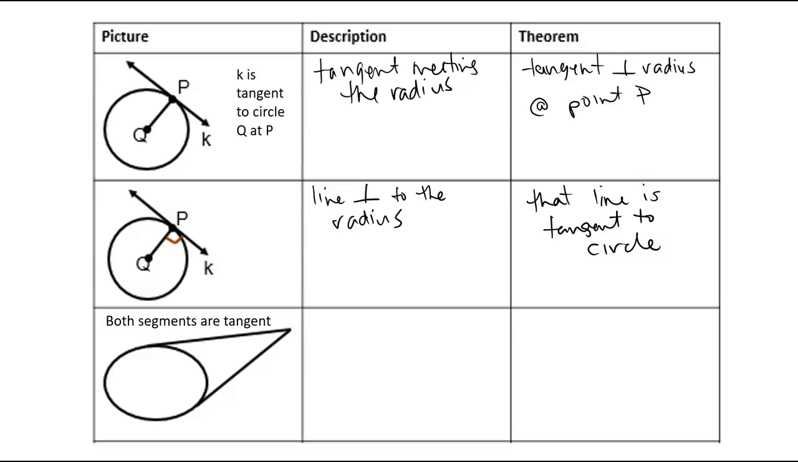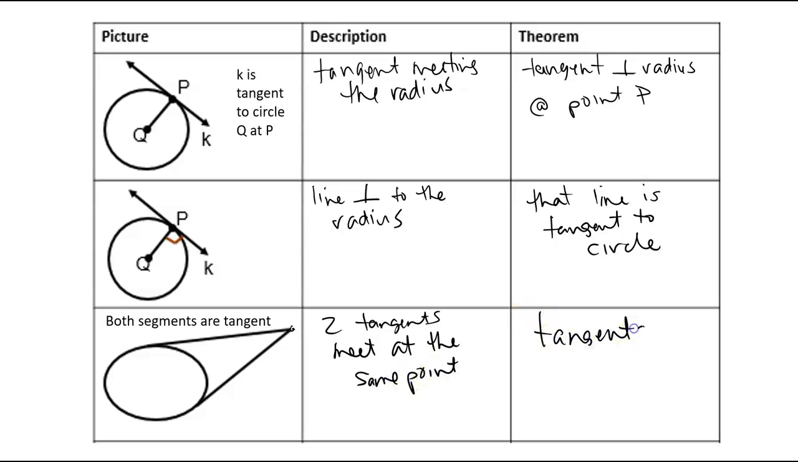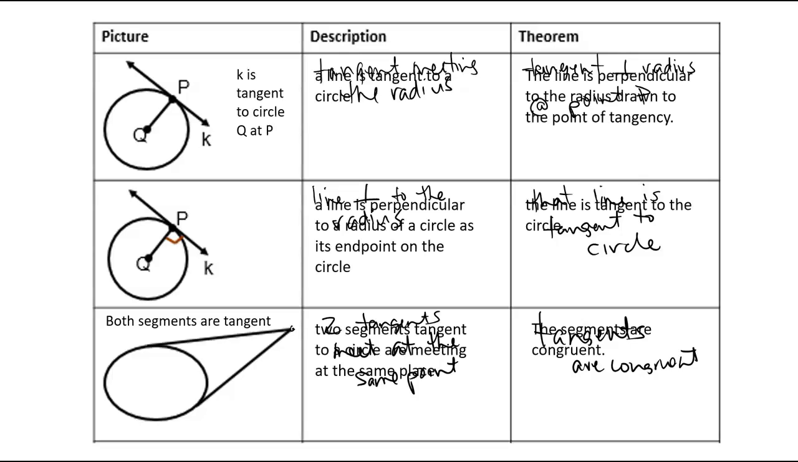All right. What we have here is that both segments are tangent. If the two tangents meet at the same point, which is what these are doing, so I have two tangents meet at the same point, what is true is that those tangents are congruent. They're equal to each other. All right. Oops, sorry. I had already typed all this up.